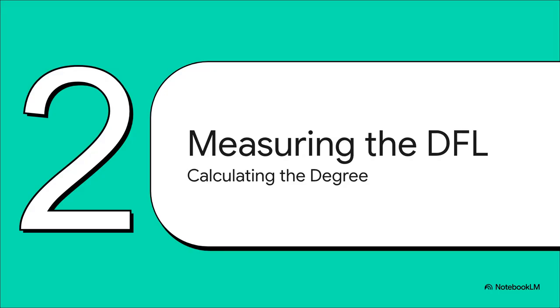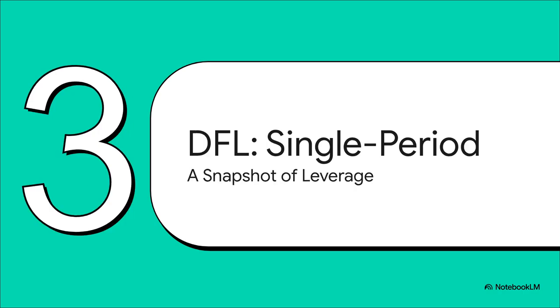Now, you can't really manage leverage effectively if you can't measure it first, right? So the key metric we use for this is the degree of financial leverage, or DFL for short. Let's break down how we actually calculate it. There are two really common ways to calculate DFL. First up is what we call the single period version. Think of this one as giving us a snapshot of the company's leverage at one specific point in time.